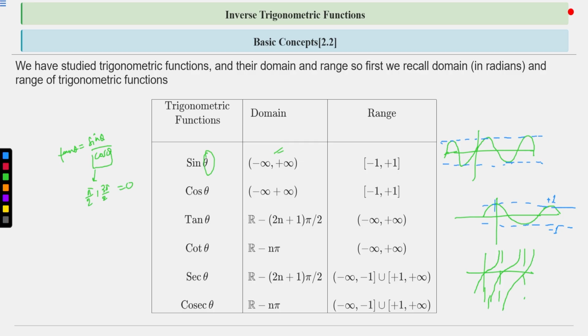For cot theta, you can see that we will take all real values except integer multiples of pi. We know that cot theta is basically cos theta upon sin theta, right? So the cot theta will not be defined when sin theta is equal to 0, and sin 0 is 0, sin pi is 0, right?